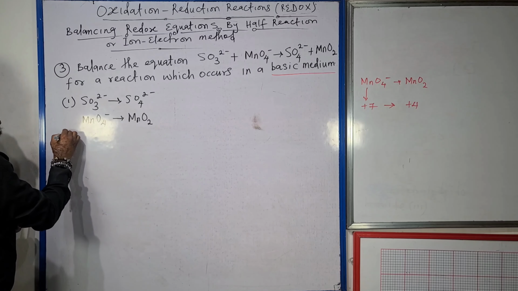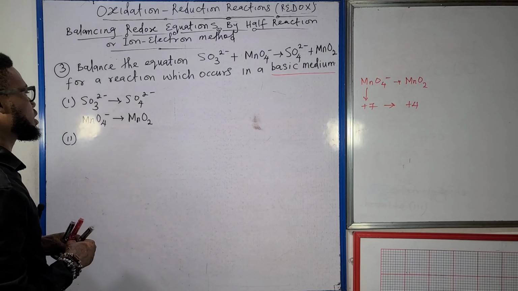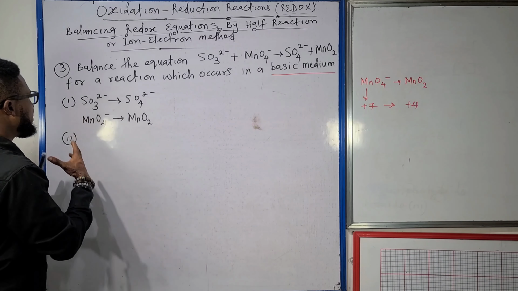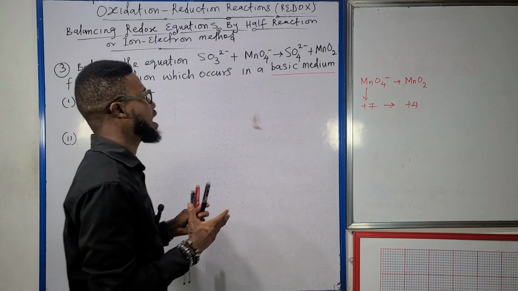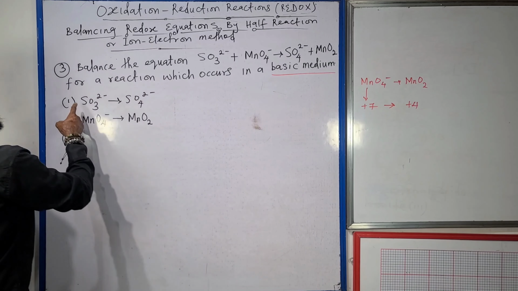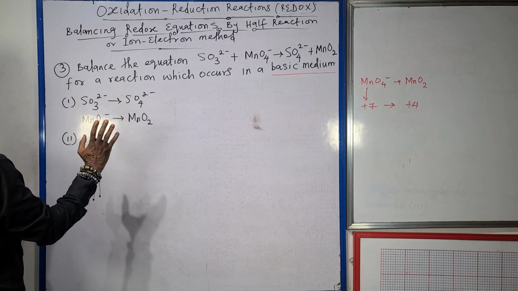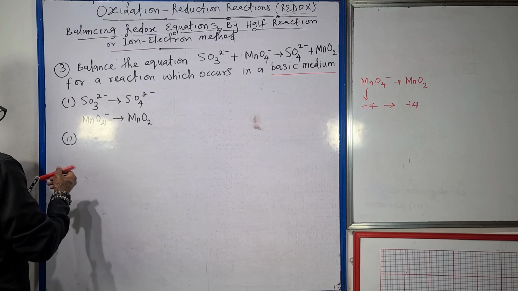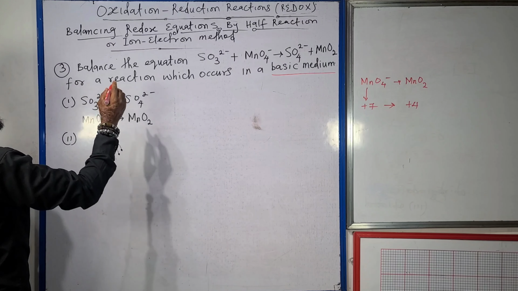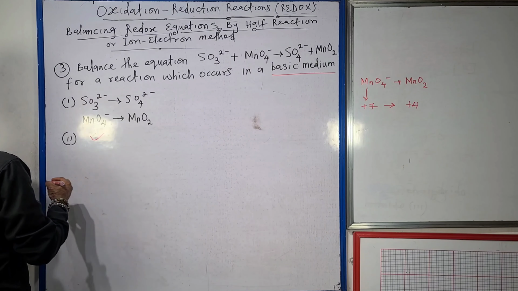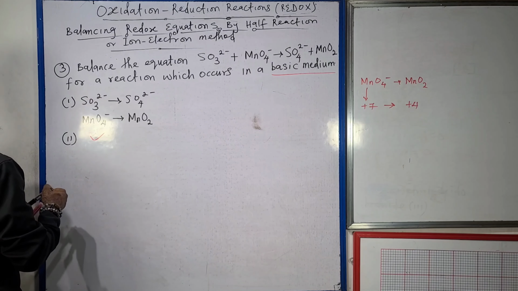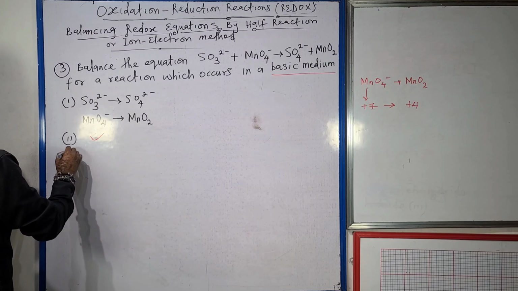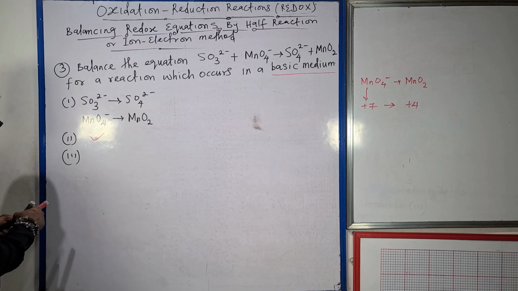Now to step 2. Step 2 talks about balancing atoms other than hydrogen and oxygen. I have one sulfur here, that seems balanced. I have one manganese here, that seems balanced. So step 2 of this ion-electron method is well taken care of. So we move straight to step 3. Step 3 talks about balancing oxygen.